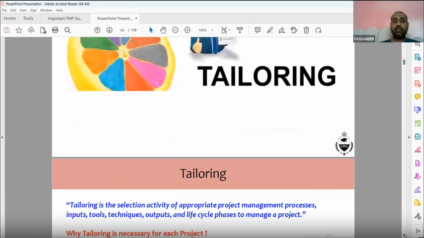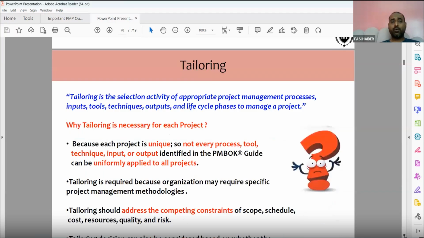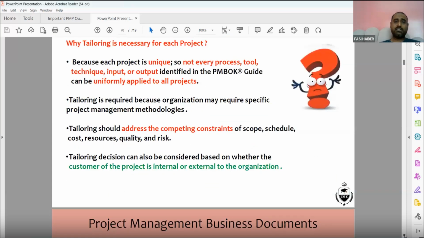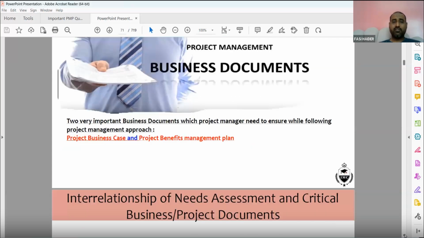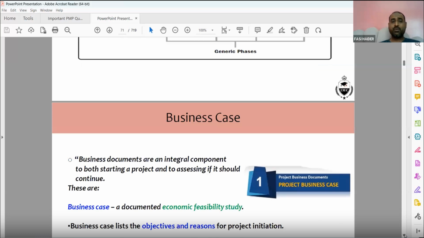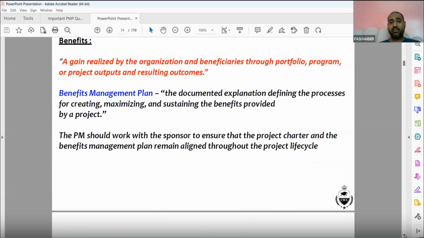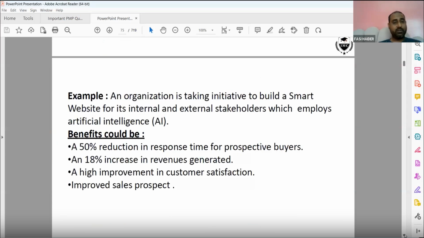Tailoring. Tailoring is the selection of appropriate project management processes, inputs, tools, outputs, and life cycle to manage a project. Business documents, like the feasibility report and business case, tell whether you should do this or not. What is the business benefit plan? What is the benefit that you are getting? So these are the things that you get.